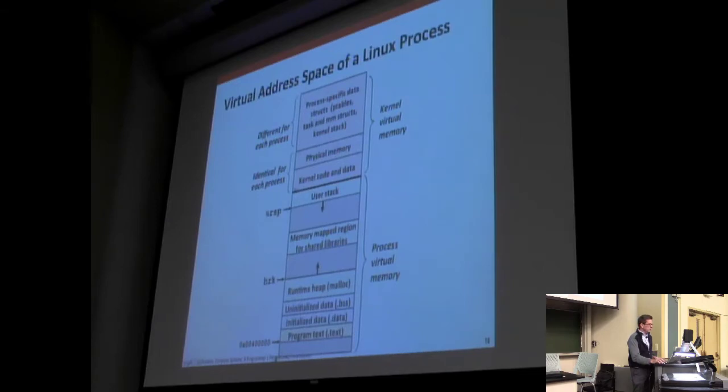So there are portions of the kernel that are identical for every process, right? The code's the same. But then there are process-specific data structures that the kernel maintains for each process that form the context for that process. So we refer to all these data structures as the context. And these, of course, will be different for each process.